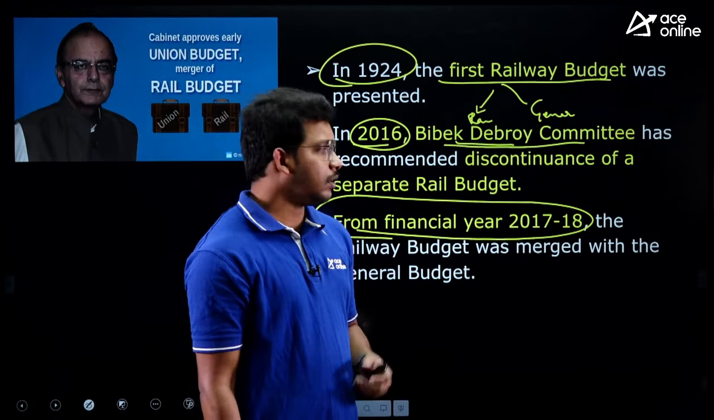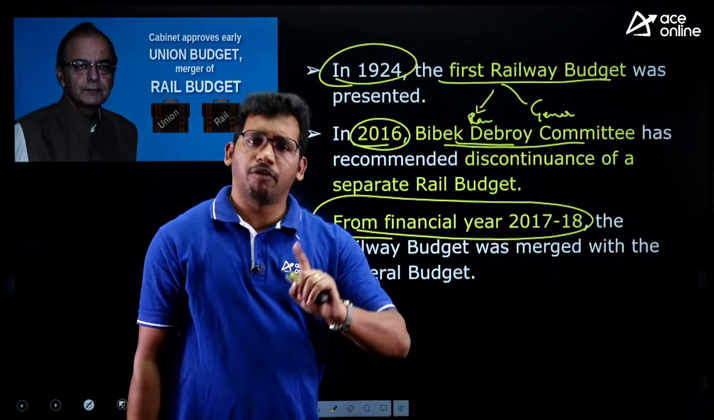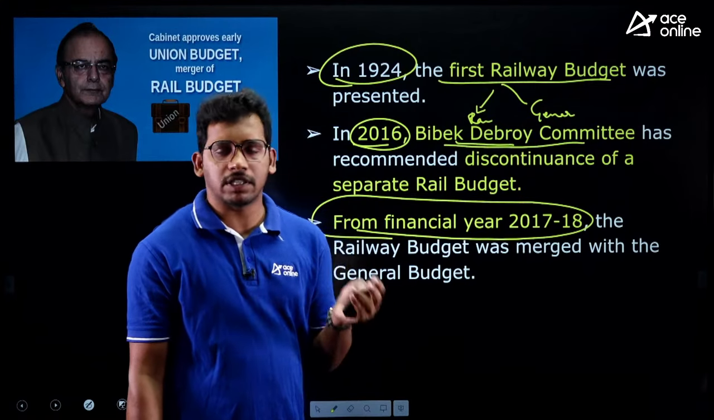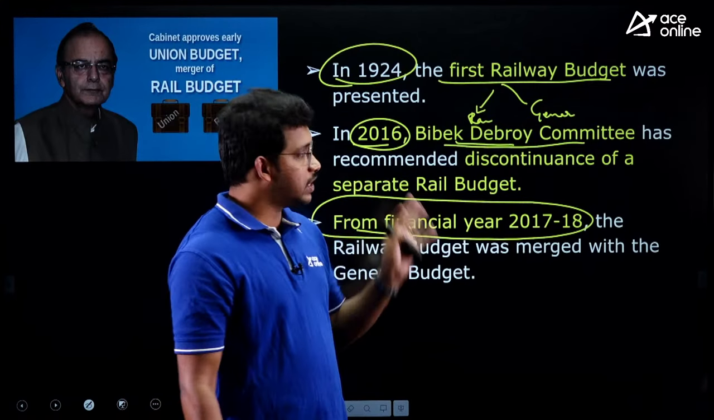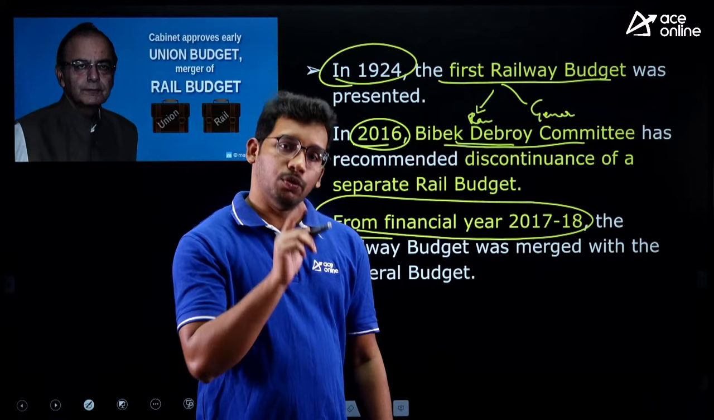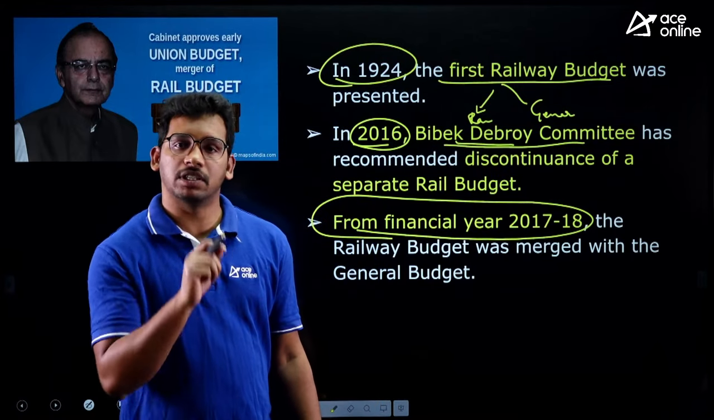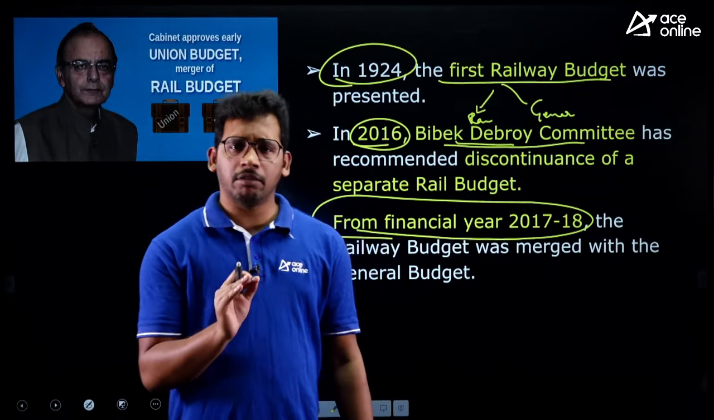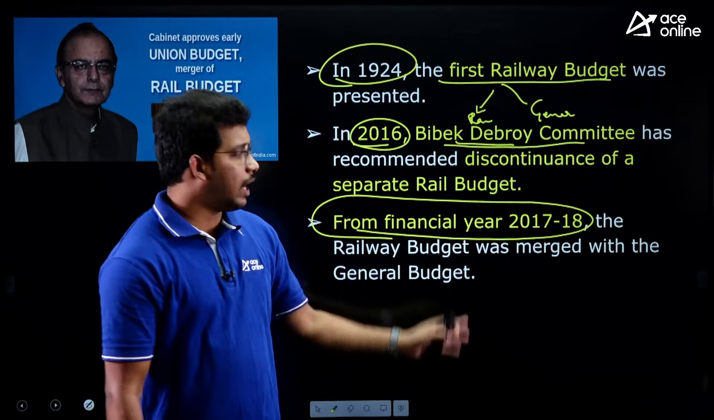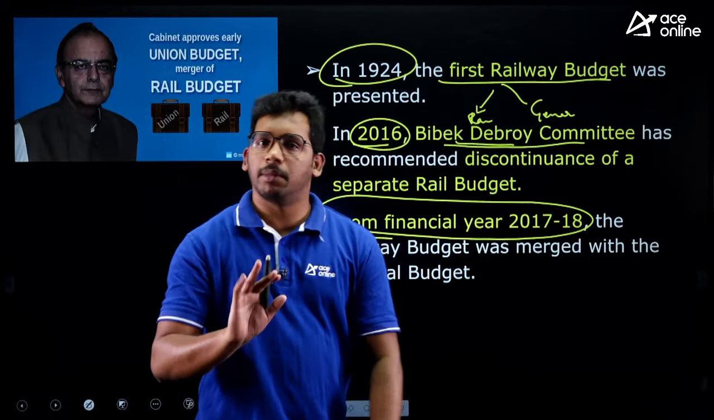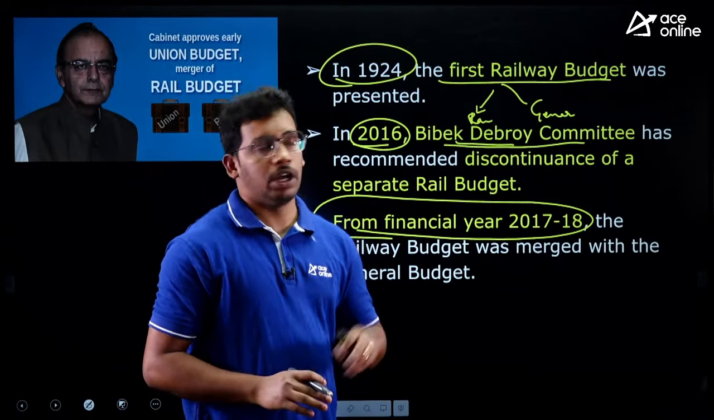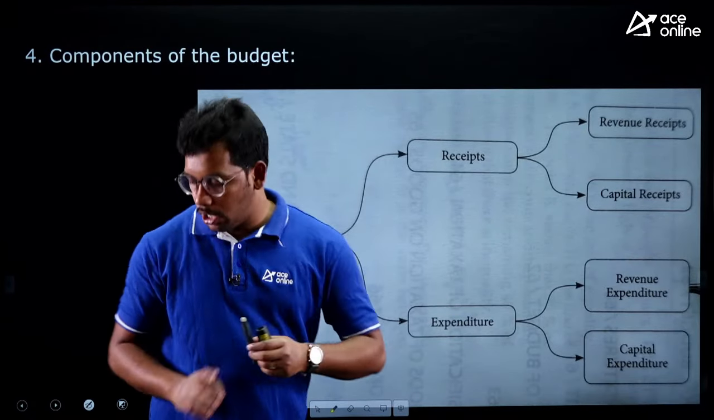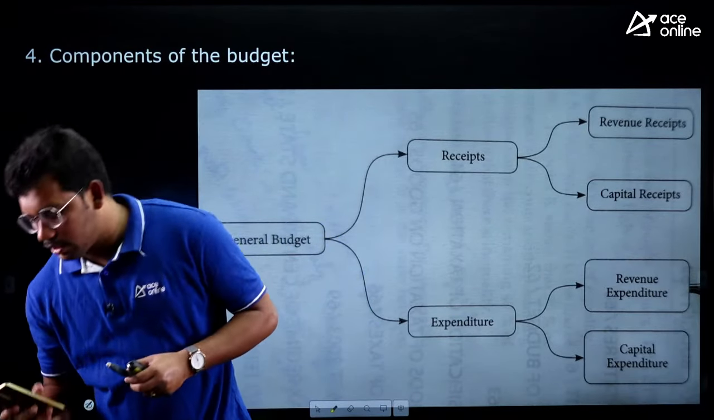So finally, from the 2017-18 financial year, there was only one budget, the general budget, and some provisions are given for railways under the same general budget. So this is how there was a single general budget till 1924, then a separate railway budget until 2016, and from 2017-18 there was a merger of the railway budget with the general budget. So this is the history of the railway budget, right? Now this is very important that you need to remember.